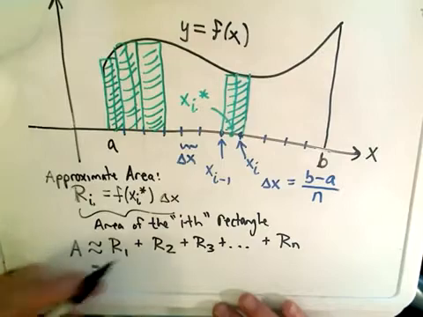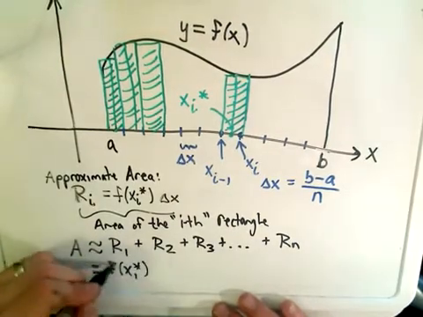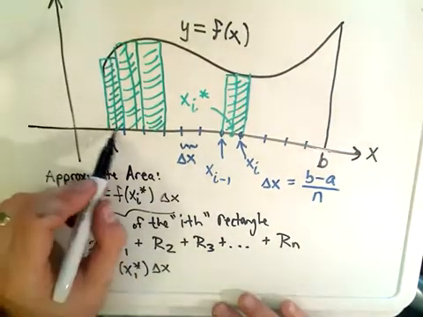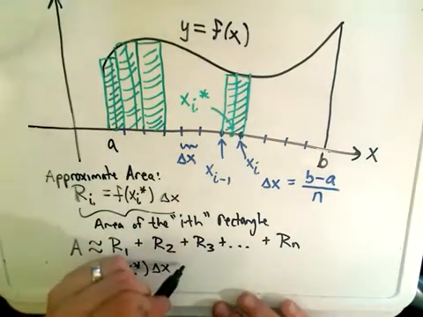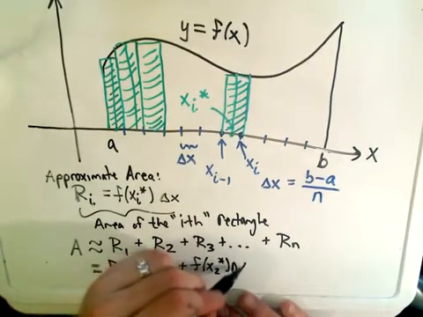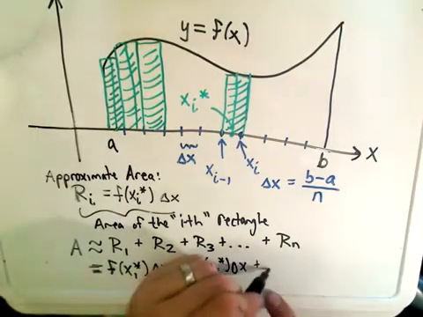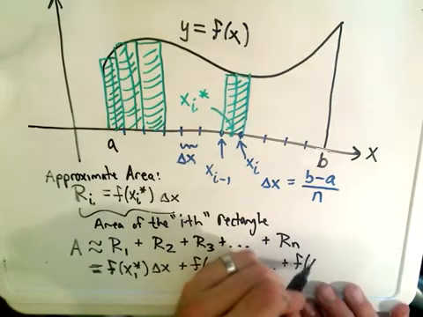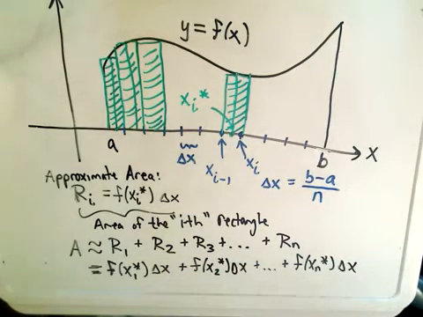Well, the area of the first rectangle, again, I'm going to take a point x1 star, so that comes from the first interval. I'll multiply that by delta x to get the height and the width, so that'll give me the area of the first rectangle. Plus, I'll get f of x2 star times delta x. That's going to give me the area of the second rectangle, and I'll do this all the way down the line until I get to my last rectangle, which is f of xn star times delta x.